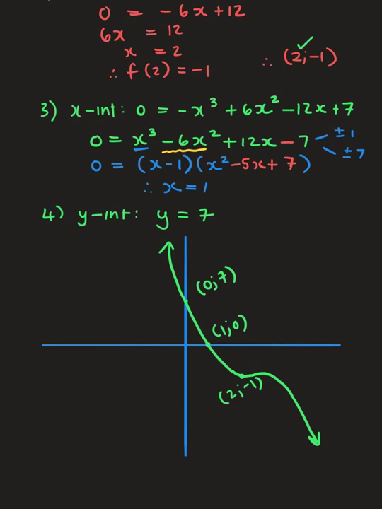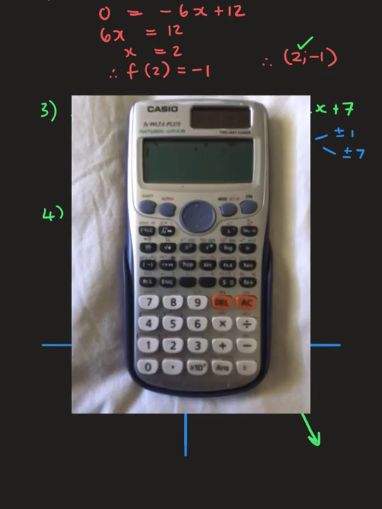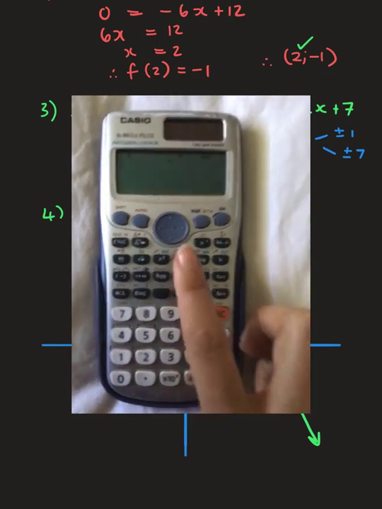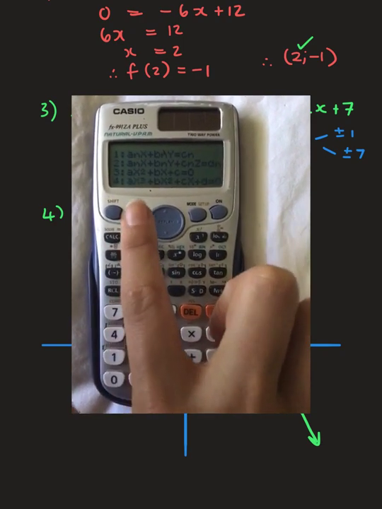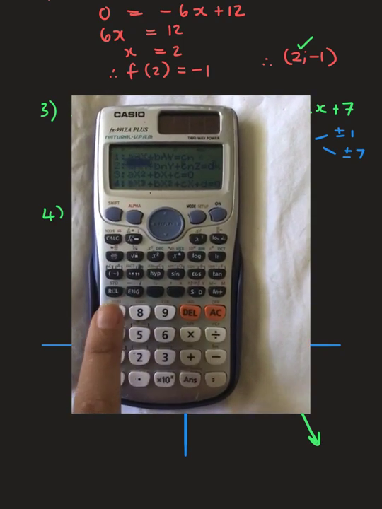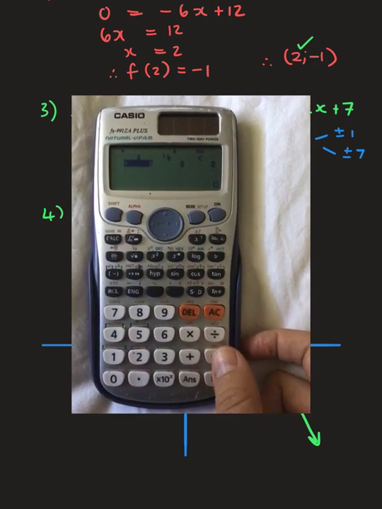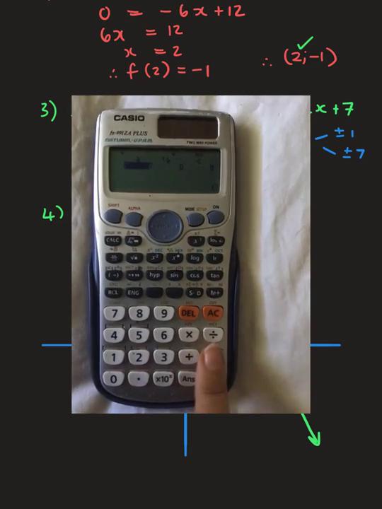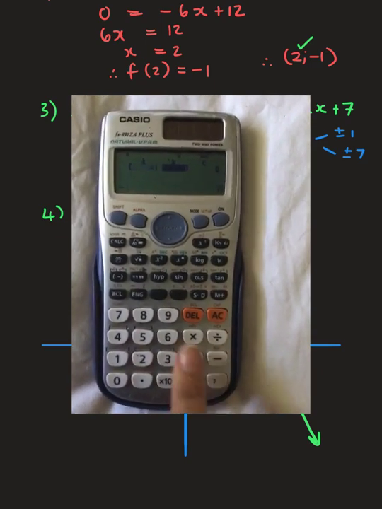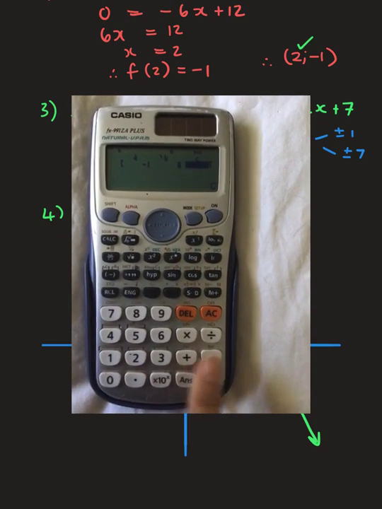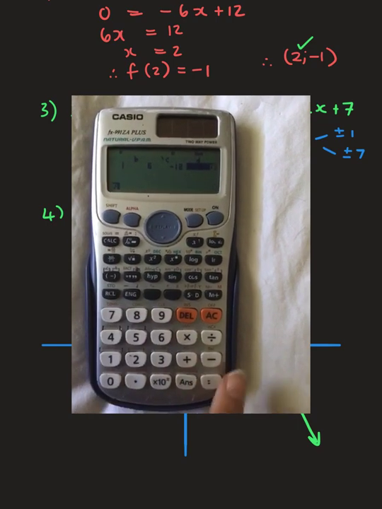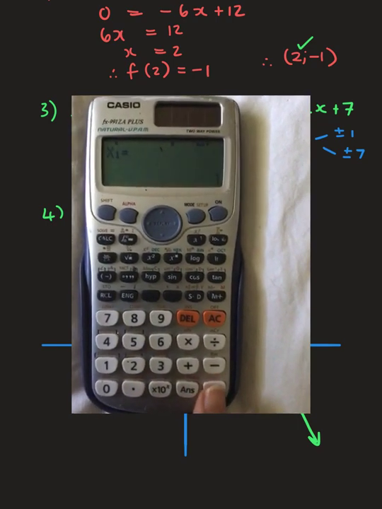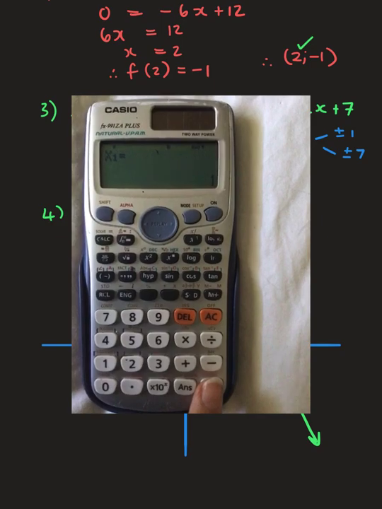I'm going to remind you of how to find the x-intercepts using your calculator. Right, so you're going to go mode setup, equation, 4 cubic. All right, so in this question, a is -1, b is 6, c is -12, d is 7. Okay, so there's my one x-intercept, which we determined.